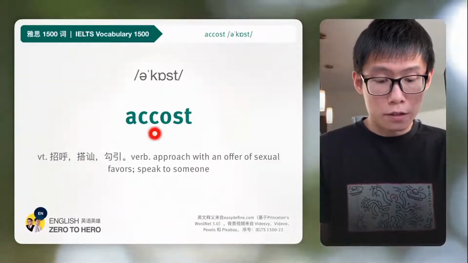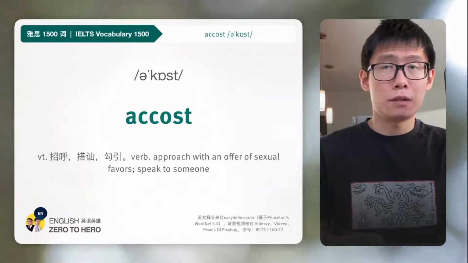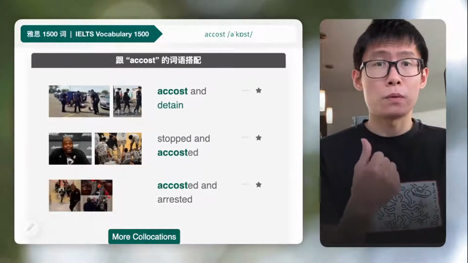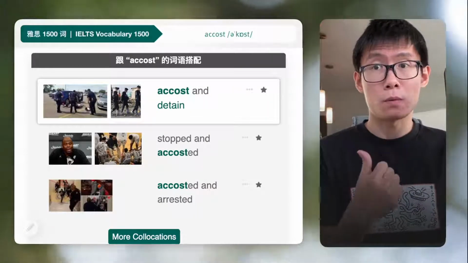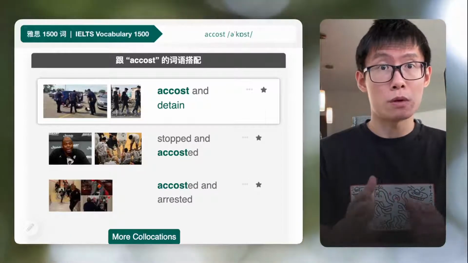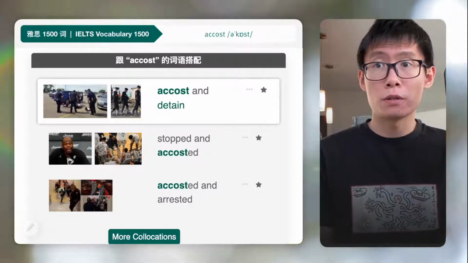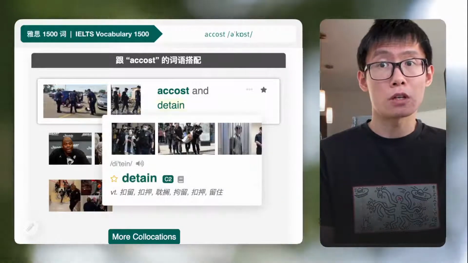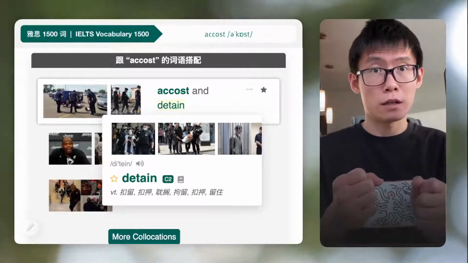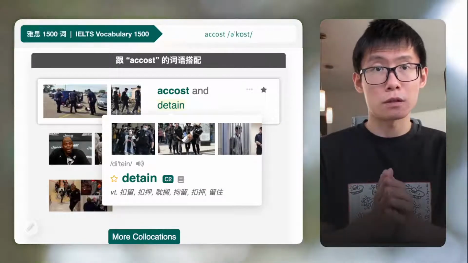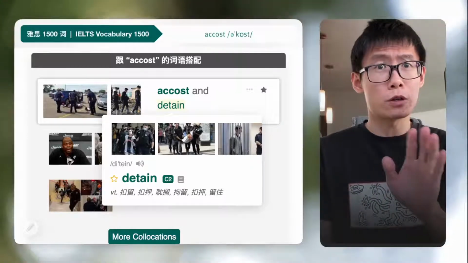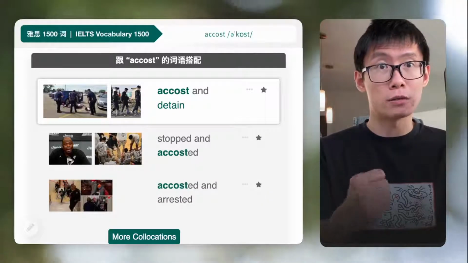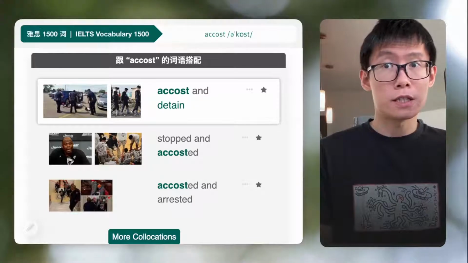The next word is accost. Accost means when somebody comes up to you very aggressively. For example, typically we use the word accost with police, right? When the police approaches you and wants to arrest you, that's accost. For example, the police is accosting and detaining some person. Accost and detain 就是他们过来来开始可以说搭讪但是不是友好的搭讪他是要抓你他是非常的恶意的过来找你这叫 accost and detain.